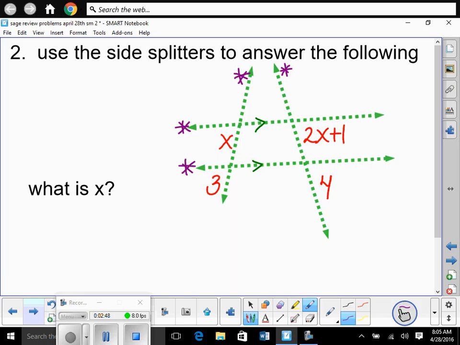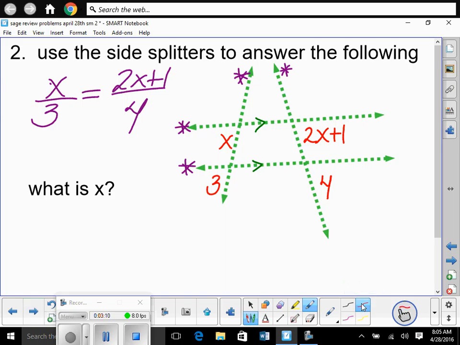So it says, what is x? So we've got to come up with a true statement to solve for x. Since these lines are parallel, they're cutting these sides into equal proportions. So we'll do x over 3 is equal to 2x plus 1 over 4. So now it's just algebra.